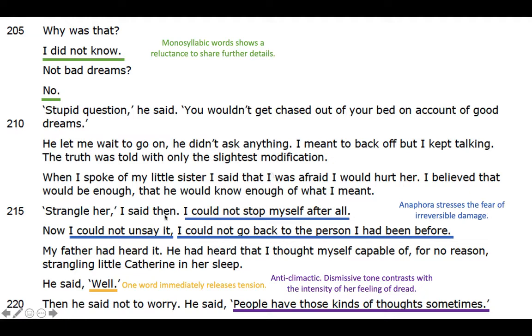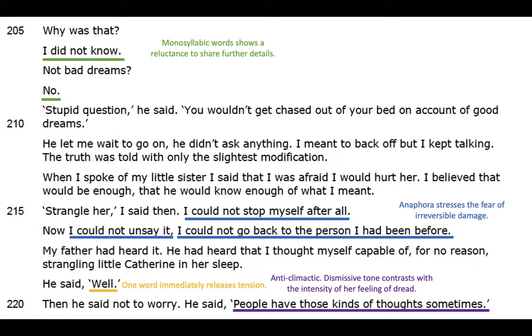And what does he say? Well, and that one word immediately releases the tension. It's quite anticlimactic. We've had this massive build-up, okay? Oh my God, am I going to tell him? And she finally says it aloud, and the father just goes, well... "Then he said not to worry. He said, people have those kinds of thoughts sometimes."